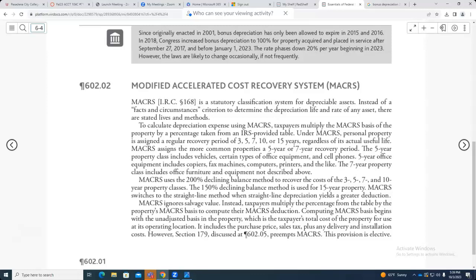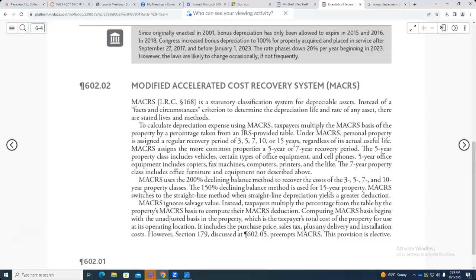But here it says MACRS, modified accelerated. That means it's faster depreciation. However, I can tell you right now that besides modified accelerated depreciation, MACRS includes an option that says straight line depreciation.